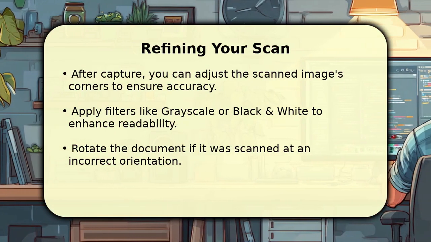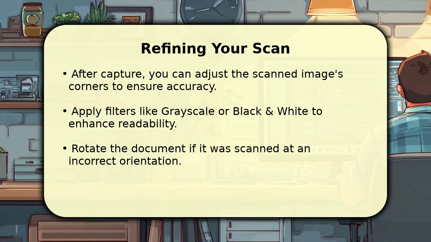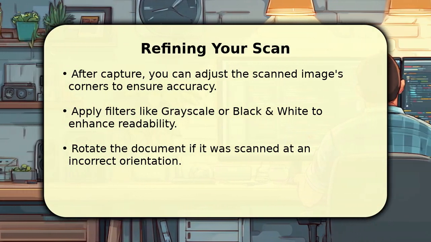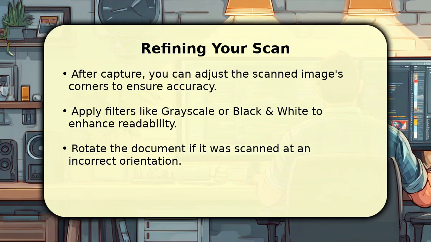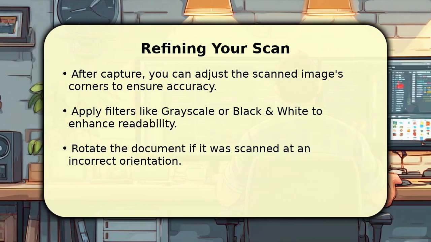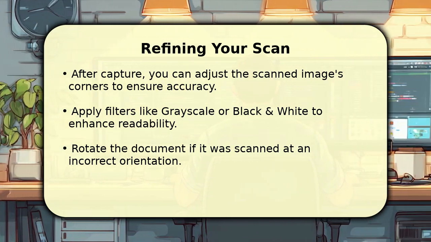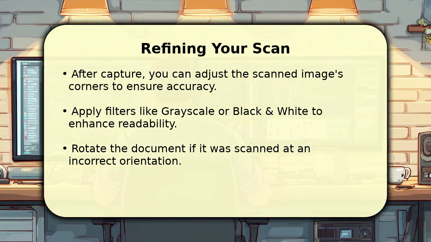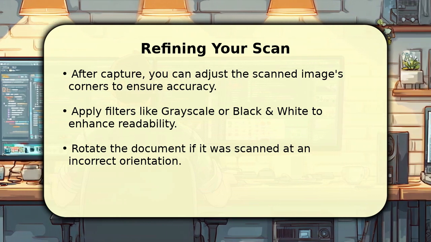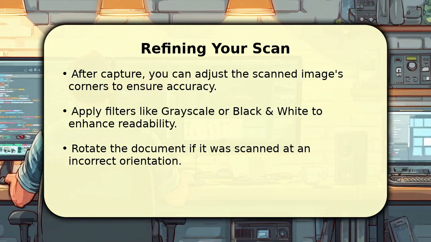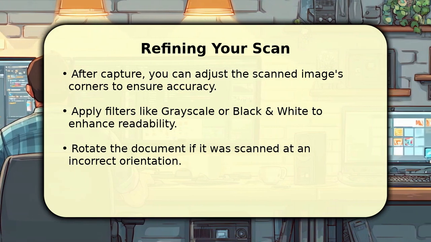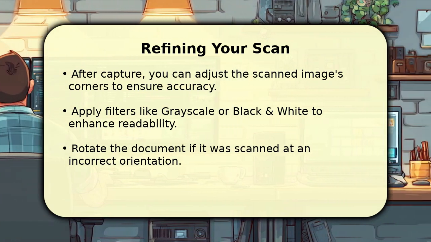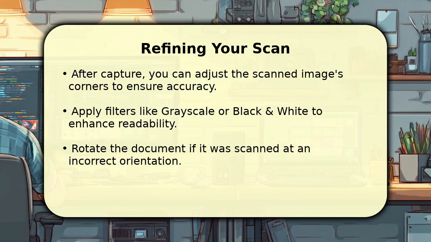Once the scan is complete, you'll see a preview of your document. Drag the corner handles to precisely crop the image, removing any unwanted background areas. You can also tap the filter icon to change the scan's appearance. Options like grayscale or black and white significantly improve text clarity. Rotate the image if needed, ensuring perfect alignment before moving on. These adjustments make your digital document look polished and professional.